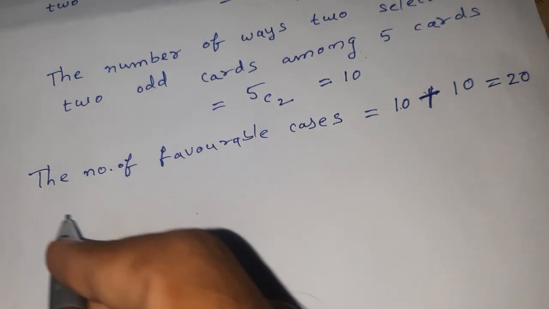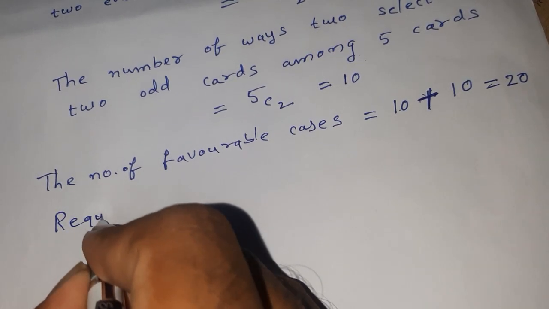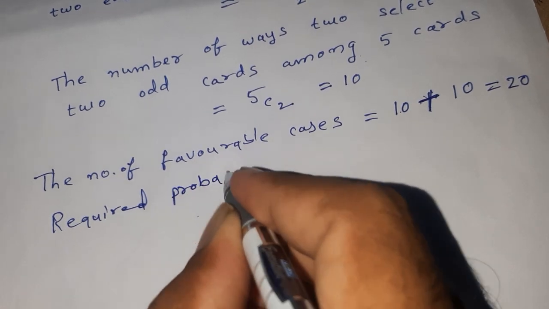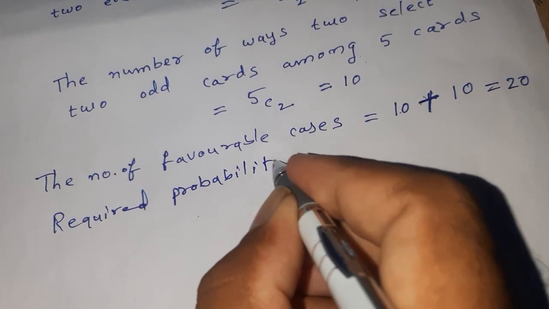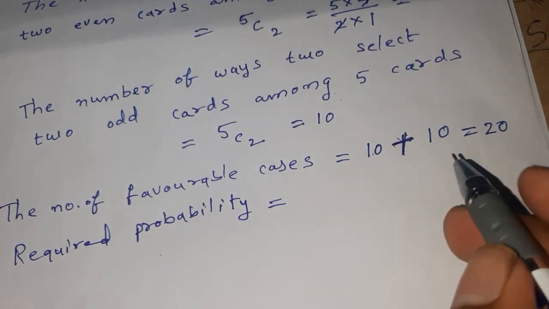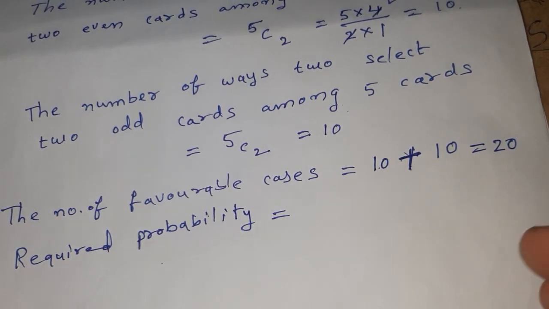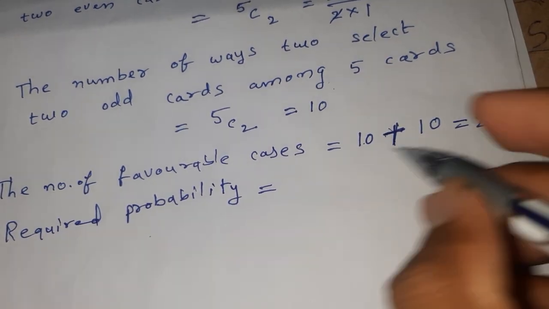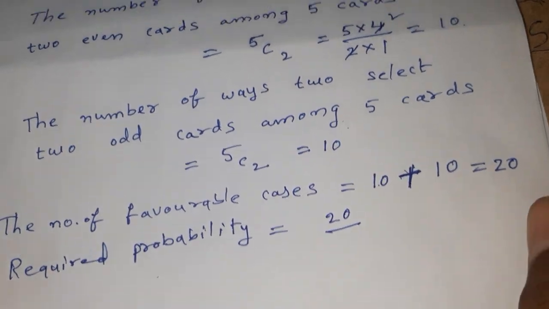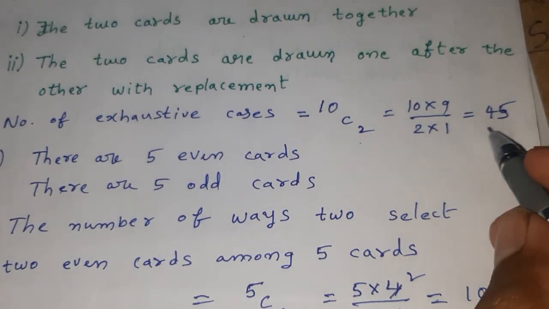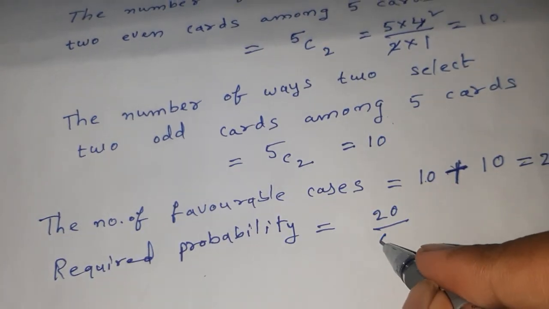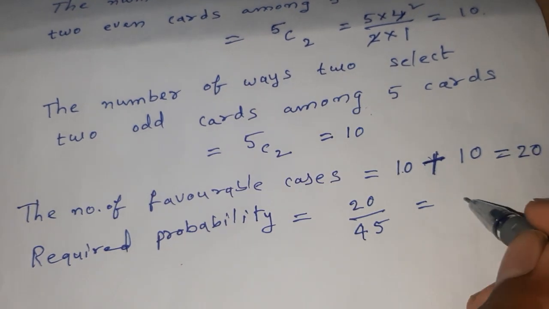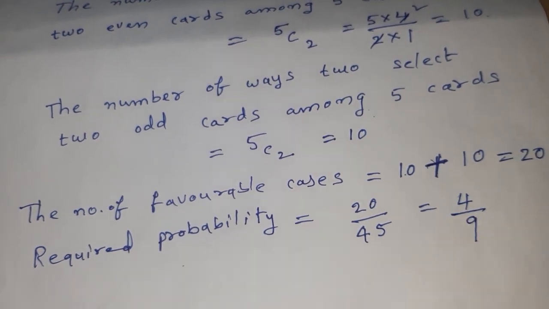Now the required probability is equal to the number of favorable cases by the number of exhaustive cases. The number of favorable cases is 20, the number of exhaustive cases is 45. This is 4 by 9.